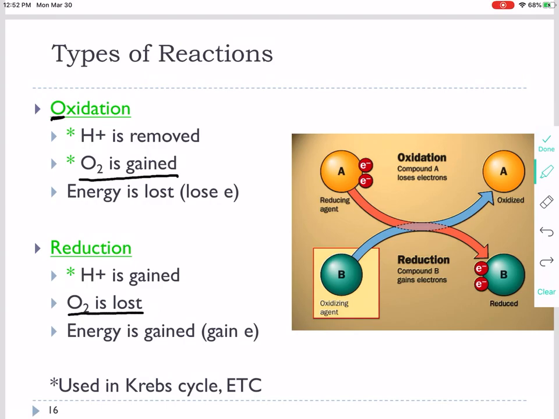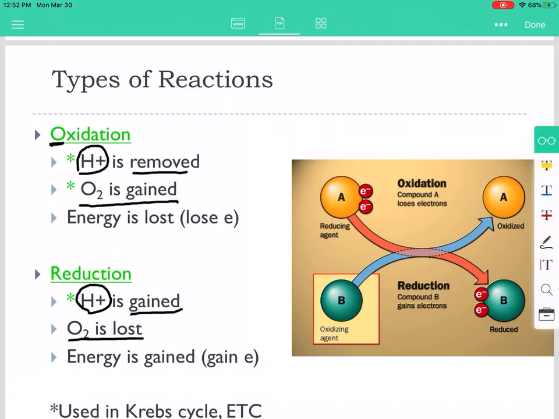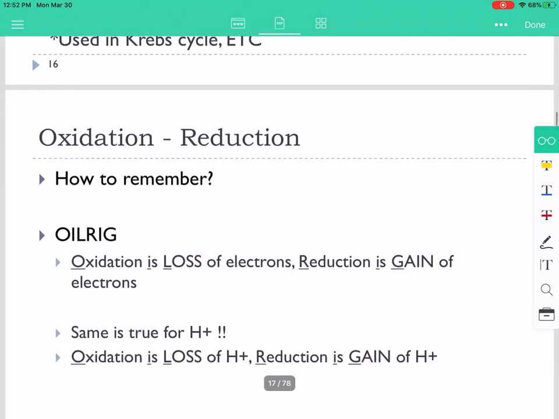By process of elimination, in reduction, oxygen is lost. But we're going to focus also on hydrogen. And hydrogen is the opposite. If in oxidation, oxygen is gained, then hydrogen is lost. If in reduction, oxygen is lost, then hydrogen is gained.